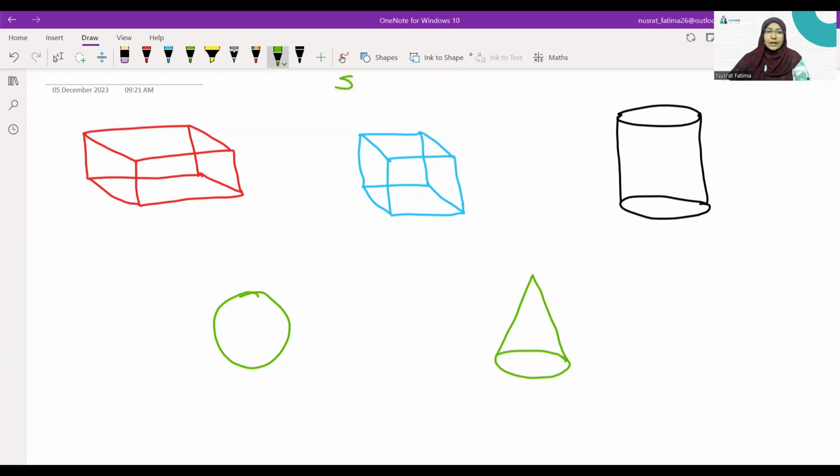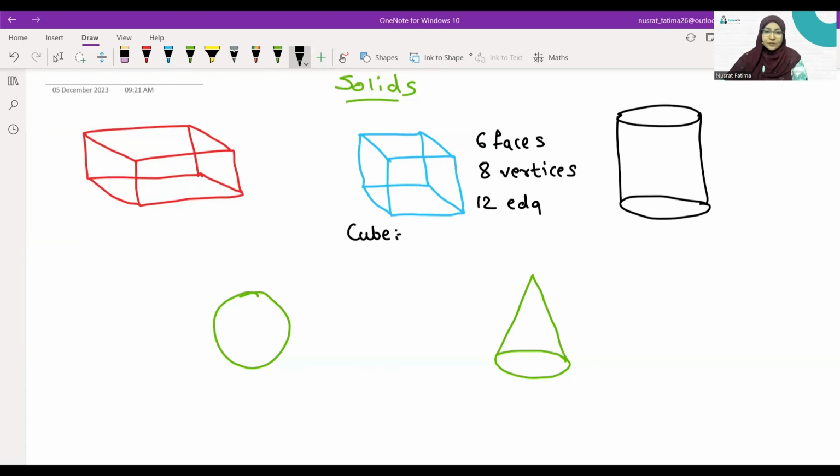Now let us look at these basic solid shapes. Let us understand them one by one. Now, because we already saw what a cube is, let us start with a cube. So this is how a cube looks like. So let us first understand how many faces, how many vertices, and how many edges does this cube have. So a cube has a total of 6 faces, 8 vertices, and 12 edges. You can count them and find out. 6 faces, 8 vertices, and 12 edges.